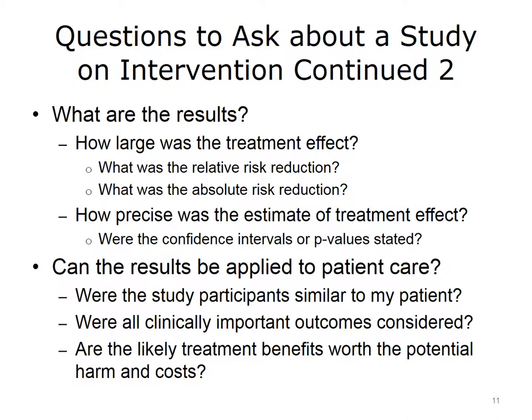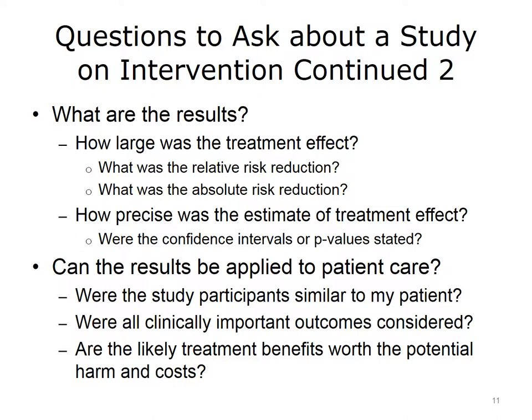With the treatment effect, we ask about both the relative risk reduction and the absolute risk reduction. For the precision of the treatment effect, we basically need to know whether it is statistically significant. So we need to know the confidence intervals, or the p-values for the experiments. Once we know the treatment effect, we can ask whether the results can be applied to patient care. Were the study participants similar to my patient? If they weren't, then there may be some issues about the generalizability of the results.